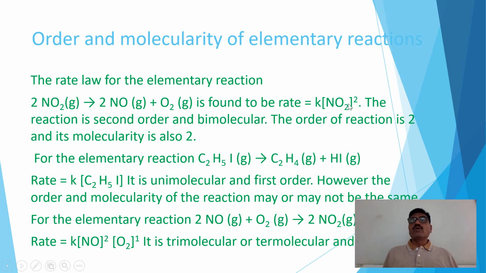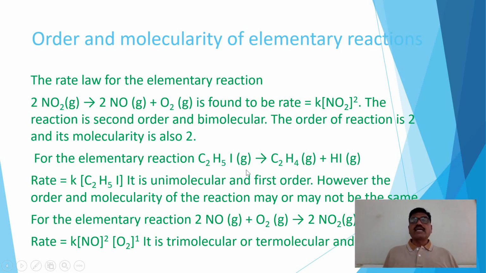We know well what is meant by order of reaction. In this case, the order of this reaction is 2. The reaction is second order and bimolecular. The rate is given like this, which indicates the order of this reaction is 2. How the rate depends on the concentration of NO2 is given with the help of this rate law expression. So this is an example of a second order and bimolecular reaction, two molecules of NO2 being involved. The order of reaction is 2 and its molecularity is also 2.